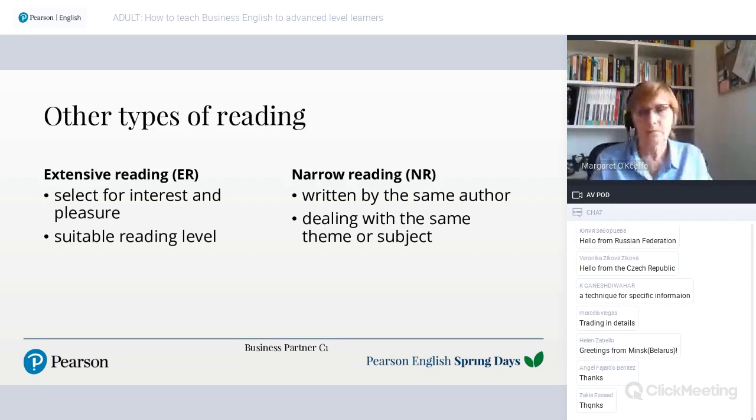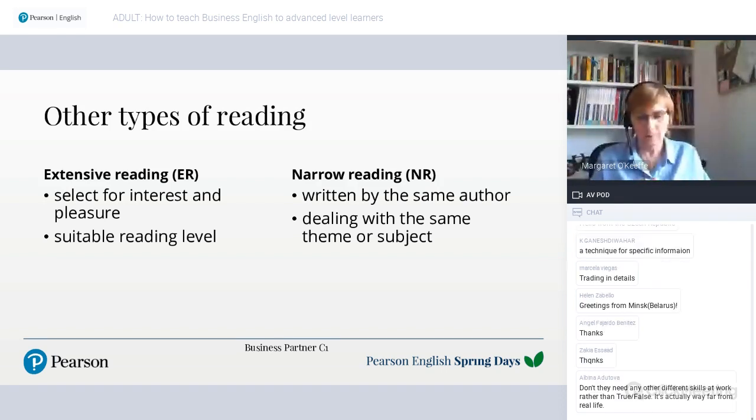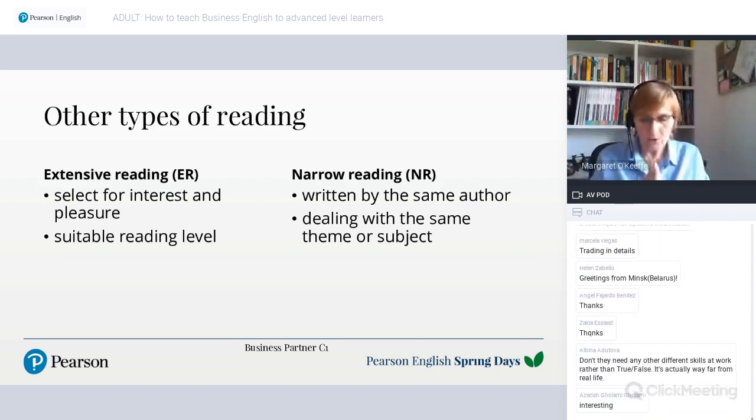So I have a question for you. I'd like you to reply in the chat box here. What can we do to support students to do more extensive reading and narrow reading? We do a lot of intensive reading with our course book in class, but what can we do to support them and encourage them to do more of these other types of reading?